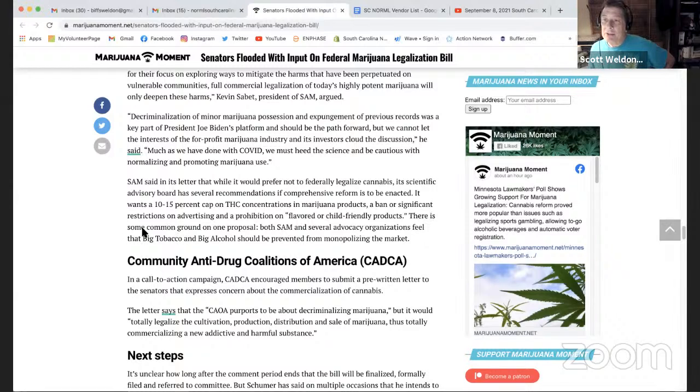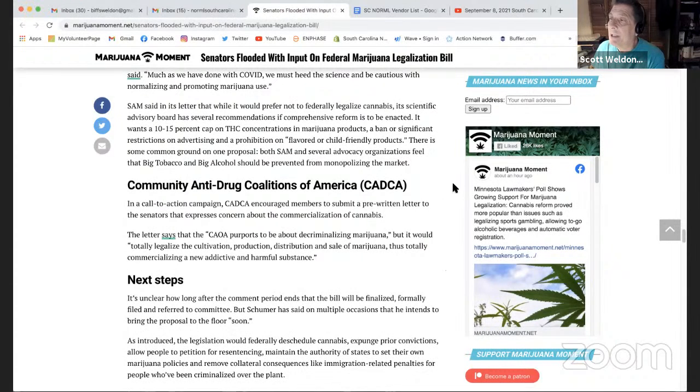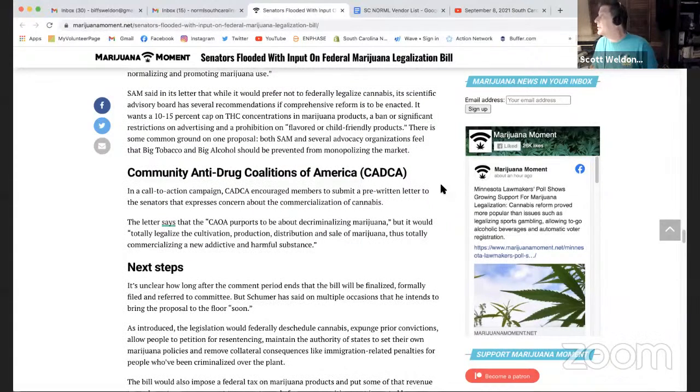There's some common ground on one proposal. Both Sam and several advocacy organizations feel that big tobacco and big alcohol should be prevented from monopolizing the market. So, you know, sometimes you've even got something in common with folks you don't necessarily have a lot in common with.